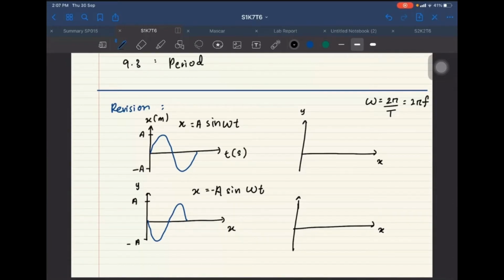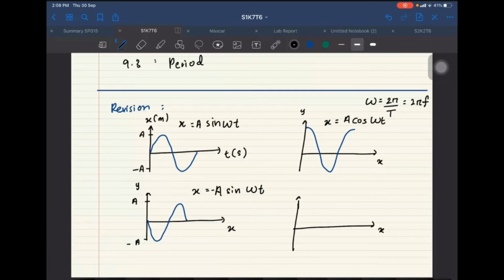If you don't remember, we will learn it, don't worry. If you remember, that's good. And then we have another type of graph which looks something like this. What graph is that? Cosine. Cos, yes. So we write this as x equals A cos omega t.